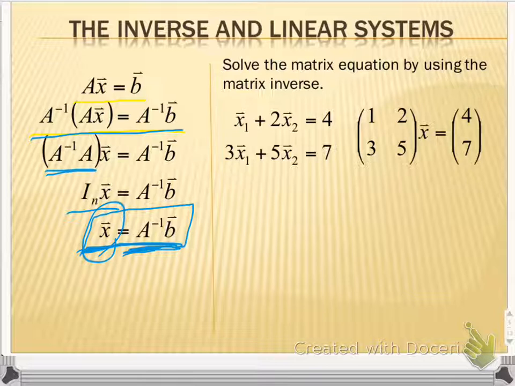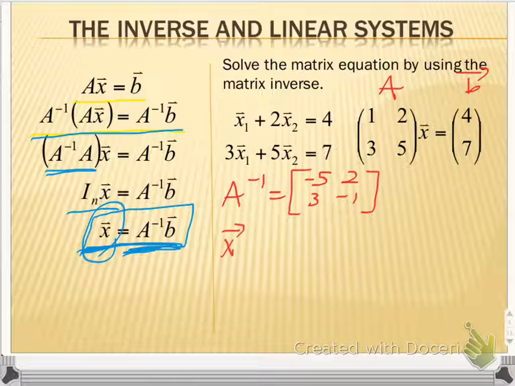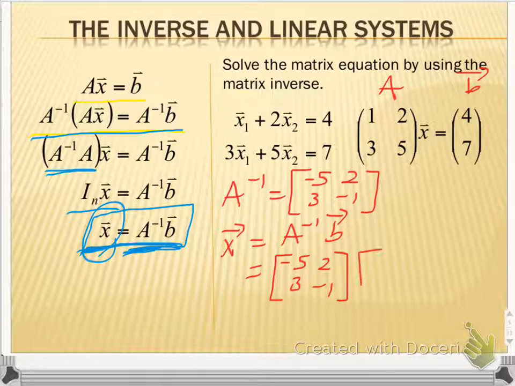All right, so here we have A, and that's our vector B. And we already solved on the last page that the inverse was -5, 3, 2, -1. And so now vector x is just A inverse times vector B, which equals -5, 3, 2, -1 times vector B, which is 4, 7. And this is a 2 by 2 times a 2 by 1. So we end up with a 2 by 1, which is our vector.